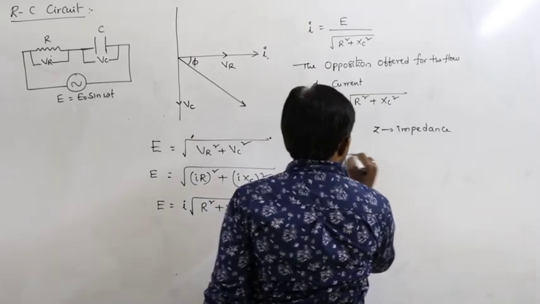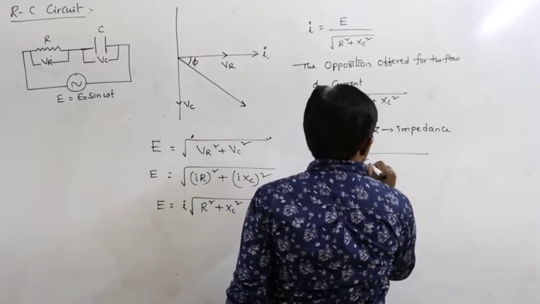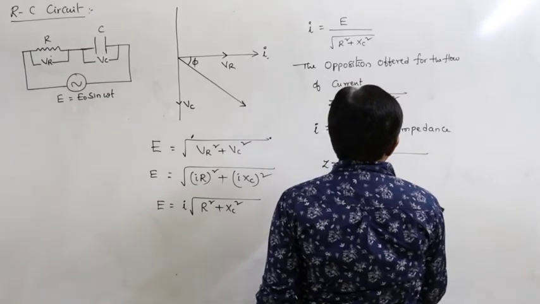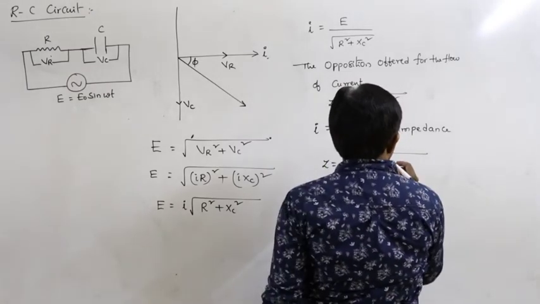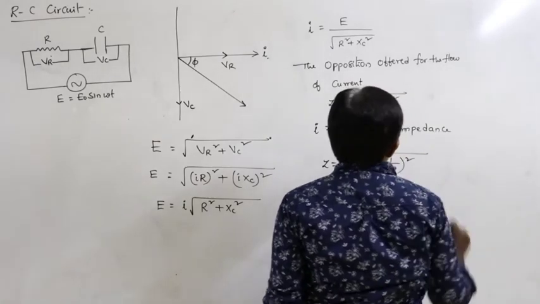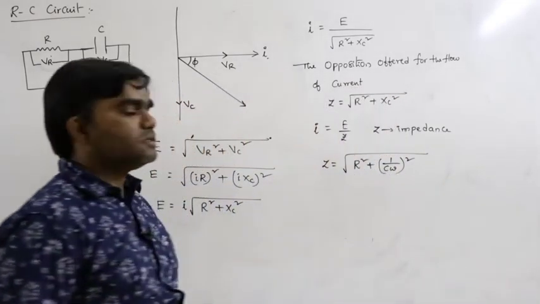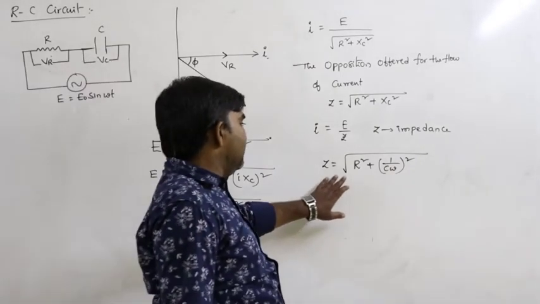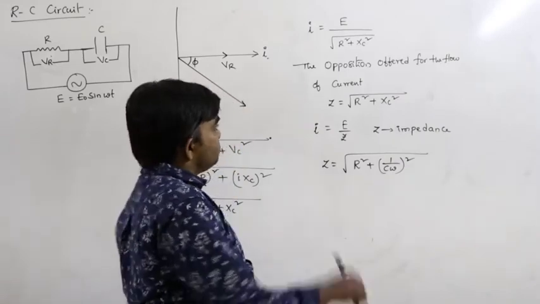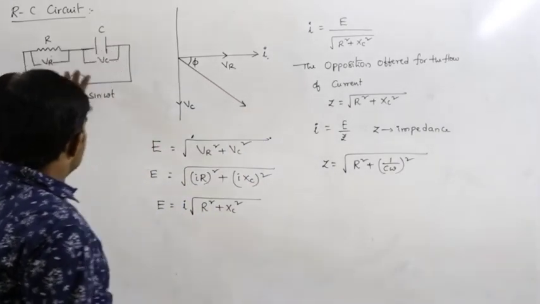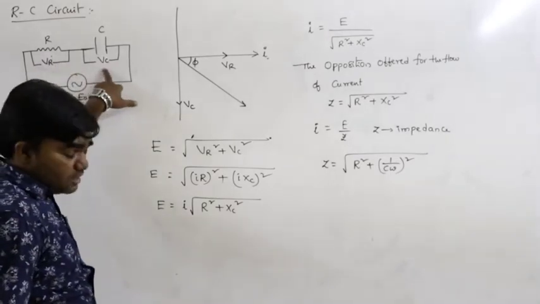So from this, Z is equal to under root R square plus XC square, which can be written as under root R square plus (1 by C omega) whole square, since capacitive reactance is equal to 1 by C omega. This is the impedance of the circuit, the opposition offered. So first, this is the RC series circuit.